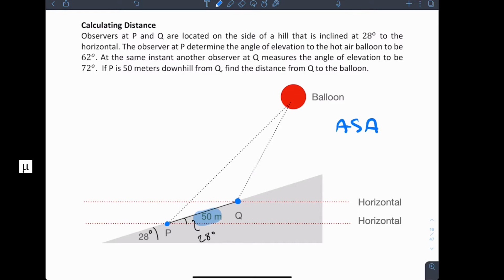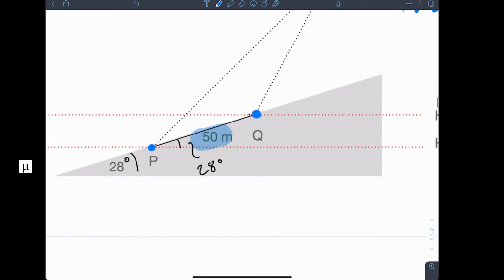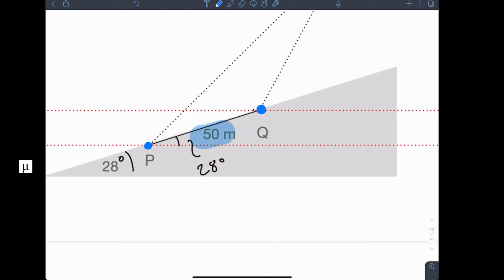So I want to just remark. Now, what else do they say? Okay, you're looking at the side of a hill that is inclined at 28 degrees to the horizontal. So that's the hill incline. Okay, so this here, the incline of the hill to a horizontal, that's the 28 degrees right in there.